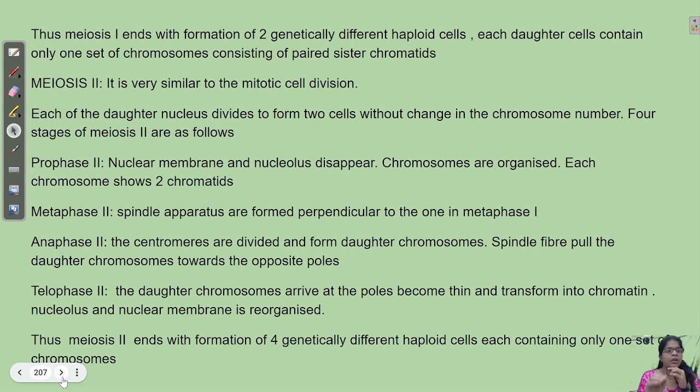That is clear, right? Now, meiosis 2 is almost very similar to the mitotic cell division. Each of the daughter nuclei divides to form two cells without change in the chromosomal number. This is important, please remember. Okay, so four stages of meiosis. I told you there are prophase, metaphase, anaphase, and telophase. By the end of meiosis 2, you will have four genetically different haploid cells. Okay, each cell containing only one set of chromosomes. Thus, n is produced from 2n. That is how meiosis ends.